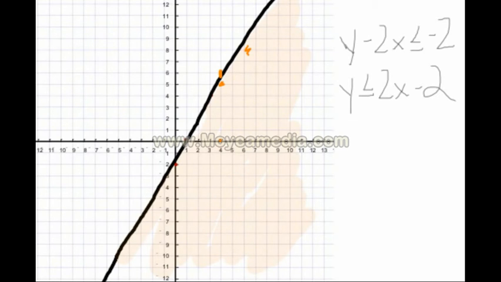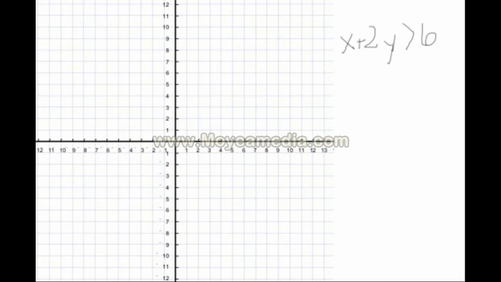Let's try another problem. What if I have x plus 2y is greater than 6? First thing I want to do is make it look like slope-intercept. So I'm going to have 2y is greater than negative x plus 6. And then I need to divide everything by 2. So y is greater than negative 1/2 x plus 3.